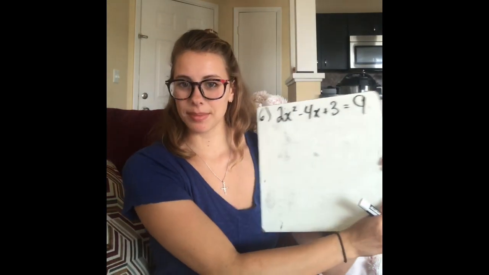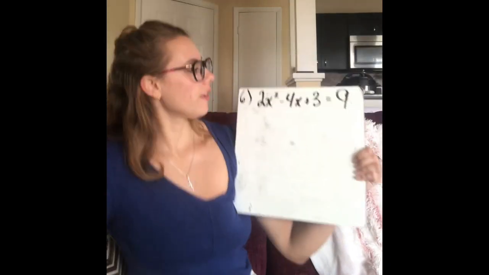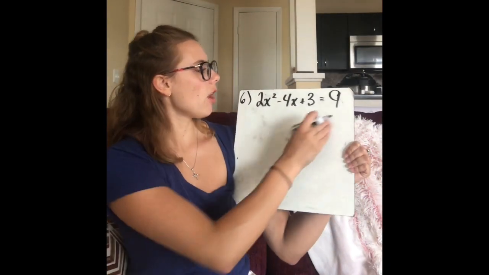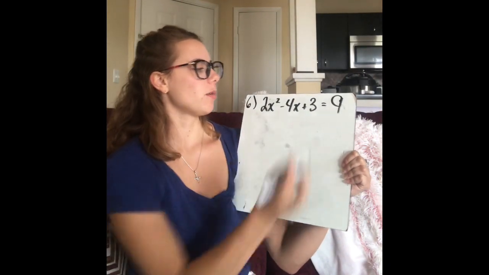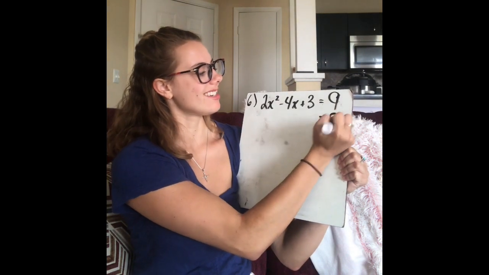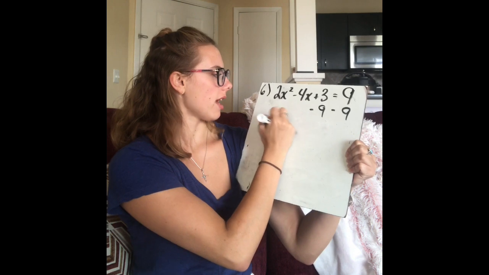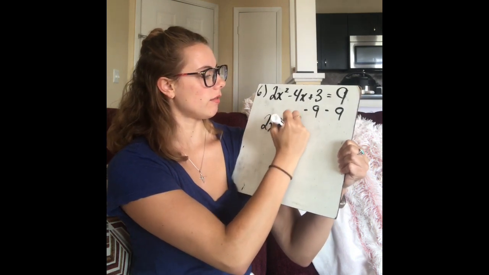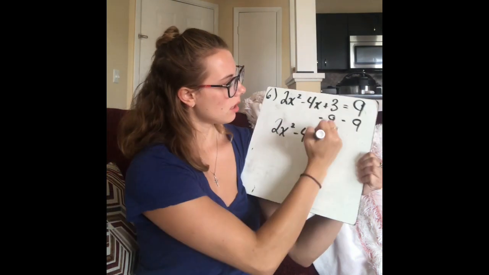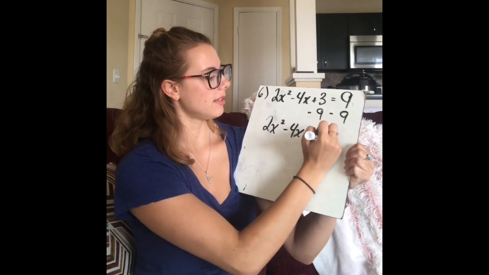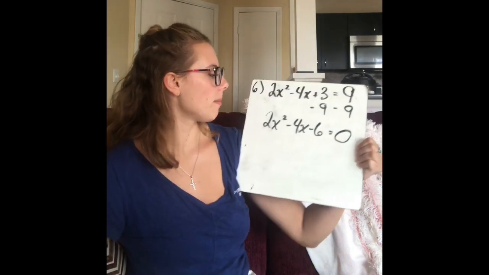Number 6 is completing the square. So the first thing I'm going to do is get all of these numbers to the same side of the equation. So I will subtract 9. I end up with 2x squared minus 4x minus 6 equals 0.